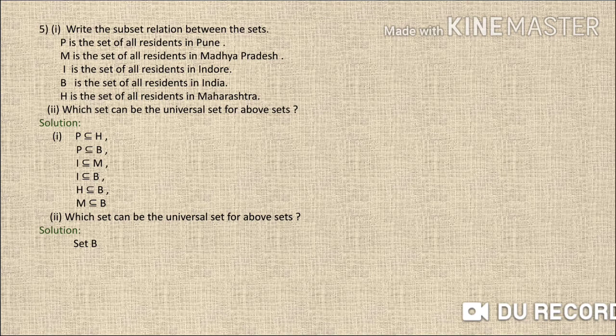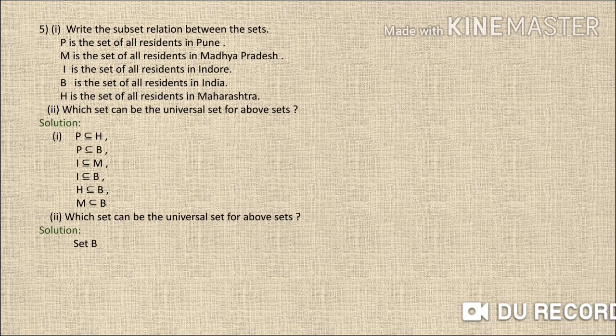Question number 4. Set A is {1, 3, 2, 7} and you have to write possible subsets of A. You can write any possible subset. B is a set which consists of elements 1, 2. C is a set which consists of elements 3, 2. D is a set which consists of elements 1, 3. E is a set which contains only element 3. Like this you can write any three possible subsets.